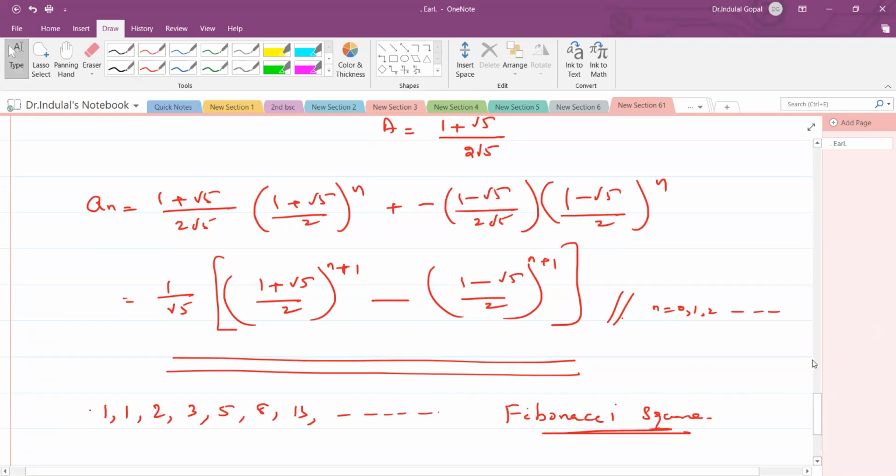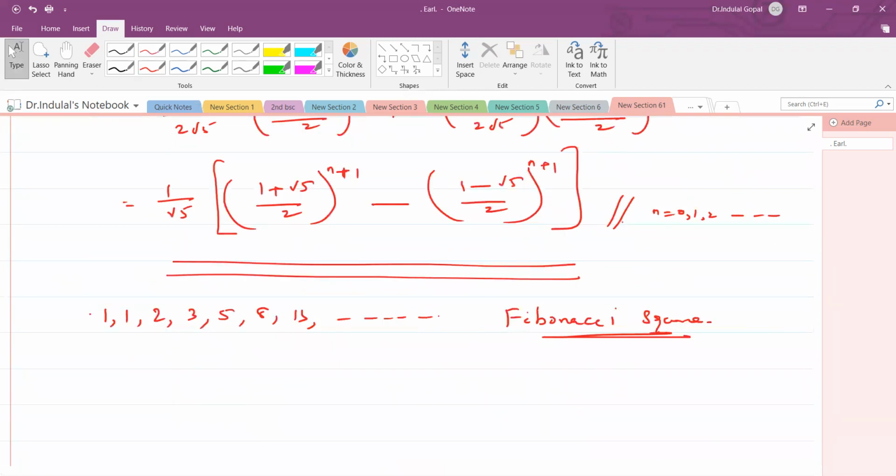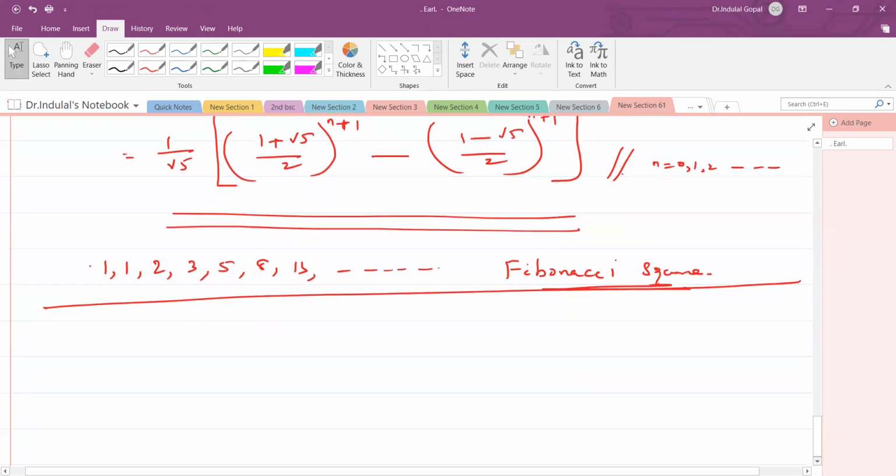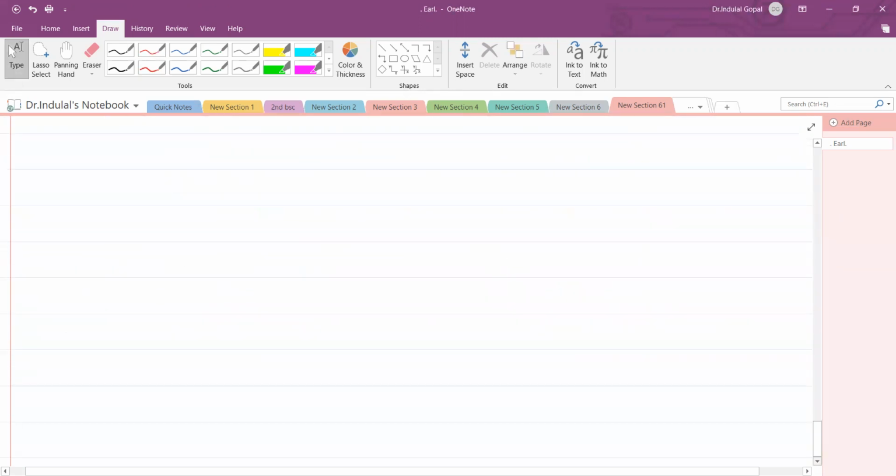Another question. Solve a_n equal to 6 a_(n minus 1) minus 9 a_(n minus 2), subject to the condition a_0 equal to 2 and a_1 equal to 3.